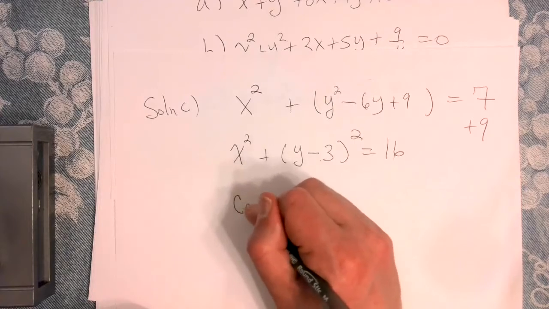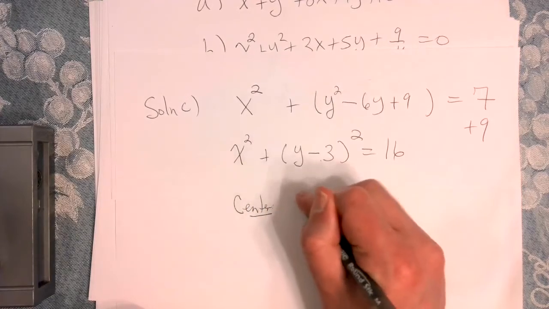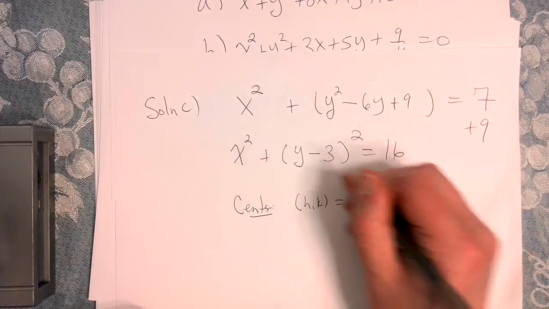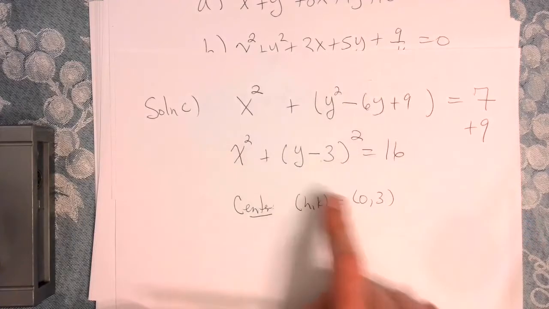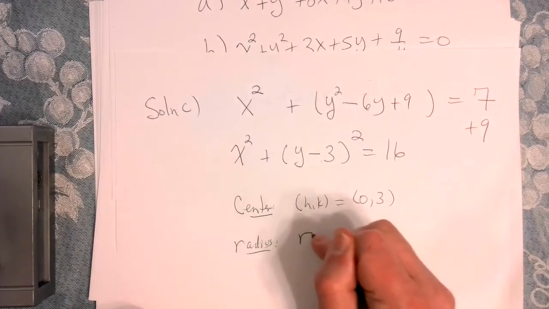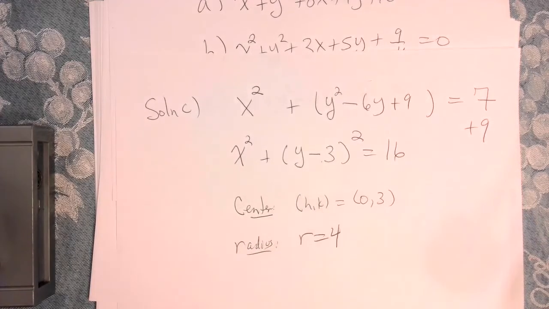And so the center is at (h, k) equals, well, that must be 0 and 3. So this is centered at (0, 3). And then the radius must be the square root of 16. So the radius is exactly 4.